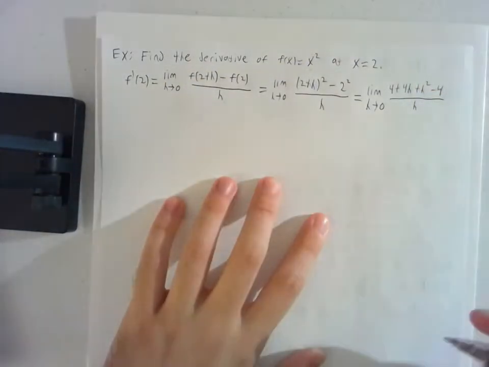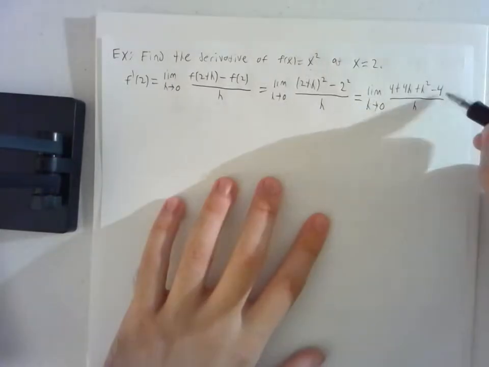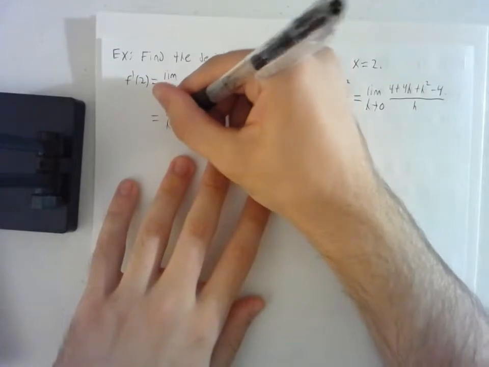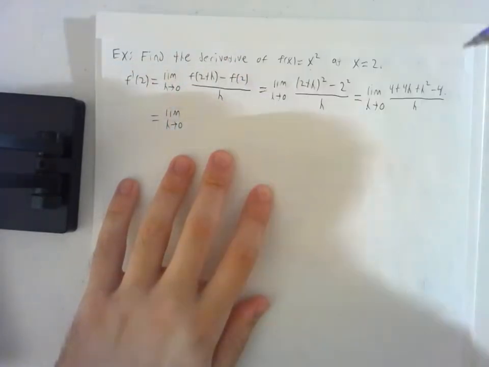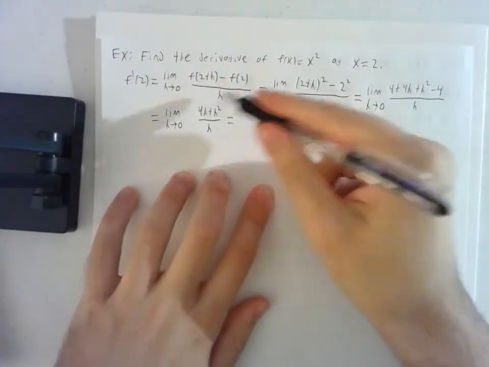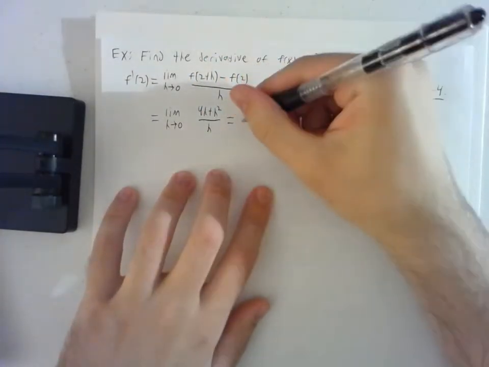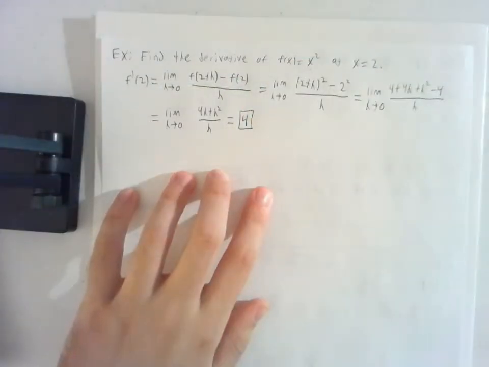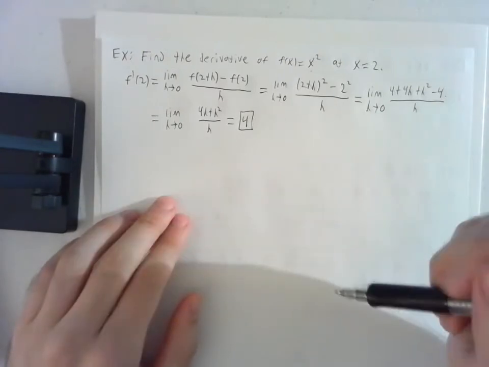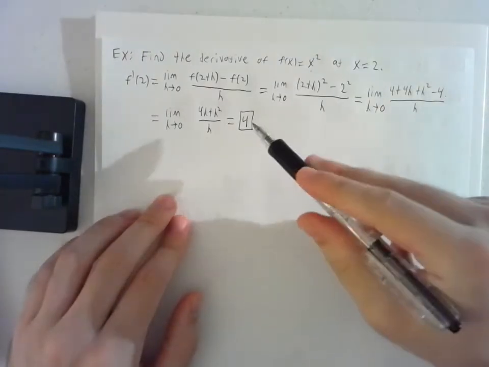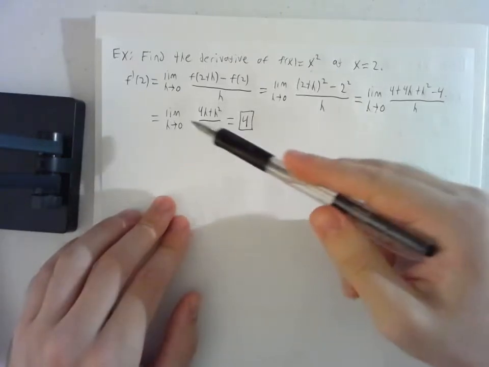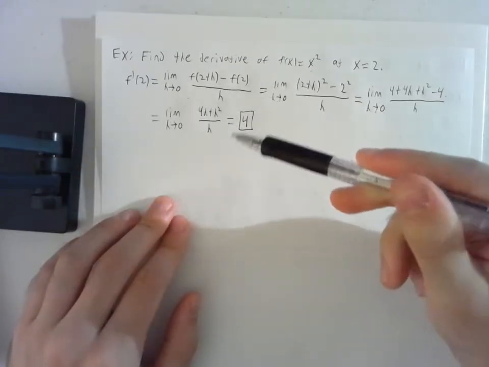We can cancel the plus 4 and minus 4 to get the limit as h approaches 0 of 4h plus h squared over h. If we cancel an h from everything and take the limit, then we end up getting 4. So we've seen very similar calculations to this when we were calculating instantaneous velocity, as you may recall. So really, the calculations look exactly the same. It's just that now our function is no longer necessarily representing position. So it's a more generalized notion of rate of change.